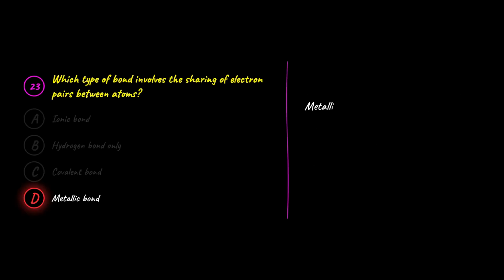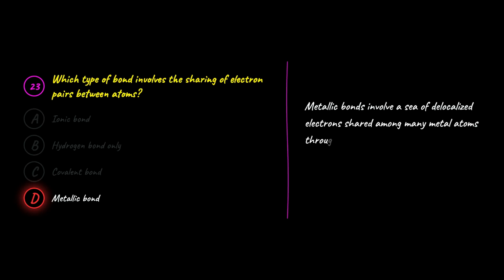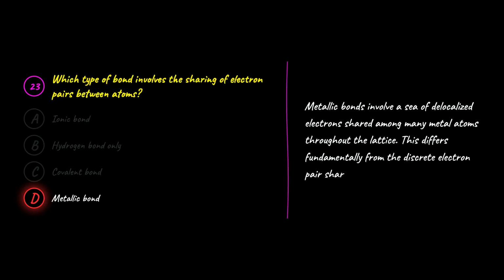D is wrong because metallic bonds involve a sea of delocalized electrons shared among many metal atoms throughout the lattice. This differs fundamentally from the discrete electron pair sharing between two specific atoms that defines covalent bonding in chemistry.